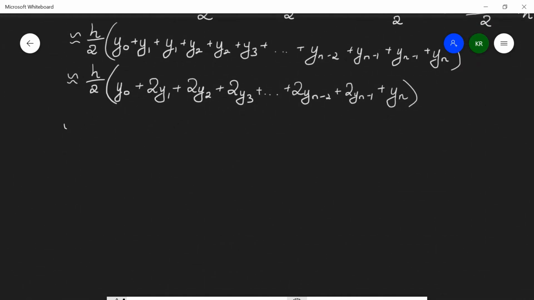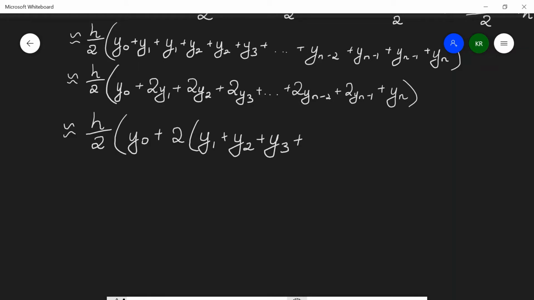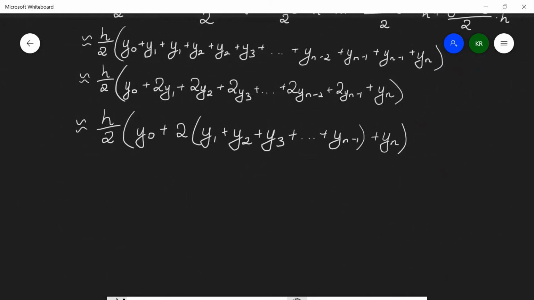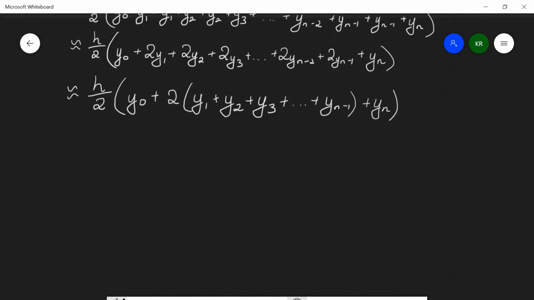And so that is commonly written as h over 2 times y0, again factorizing out the 2, y3 plus all the ones in the middle, and I missed out y of n minus 2, but it's included in there. Close the bracket plus y of n, close the other bracket, and that's the trapezium rule. This bit right here.